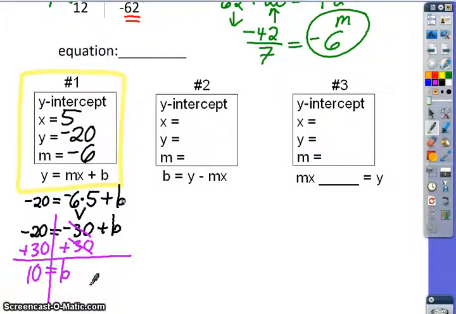What are you trying to figure out? The thing I'm trying to find is the y-intercept, because I need to write an equation. Oh. I know my slope, but I need to know my y-intercept. I'm showing you 3 different ways to find the y-intercept.